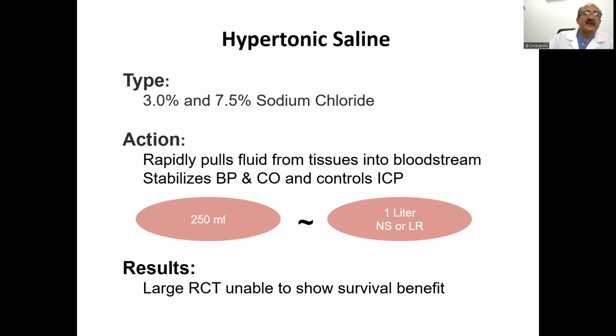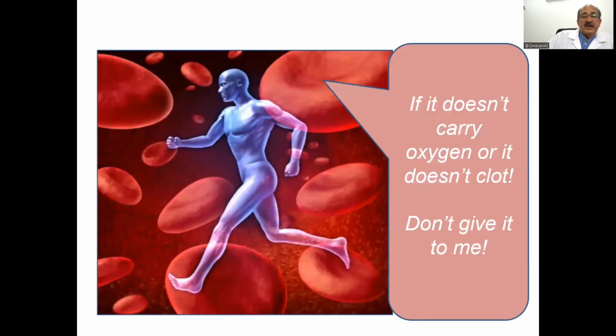Another thing is hypertonic saline. We have 3% to 7.5% sodium chloride. How it works: it rapidly pulls fluid from the tissues into the bloodstream and stabilizes the blood pressure and the cardiac output. We should be careful if we are continuously giving fluid, because it doesn't carry oxygen and it doesn't clot. One should be able to know when to stop the fluid and start the blood.